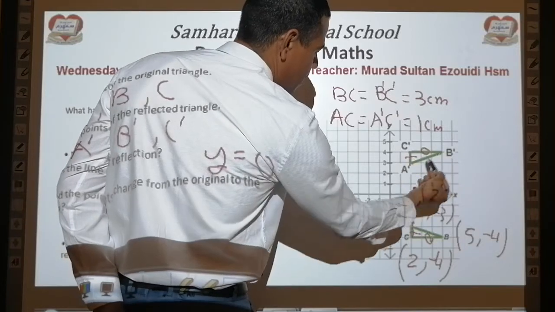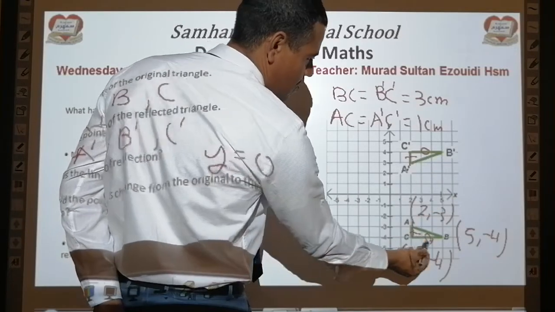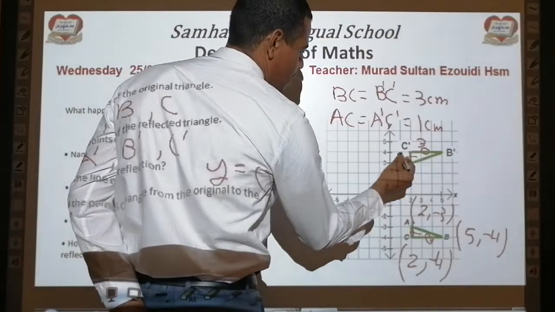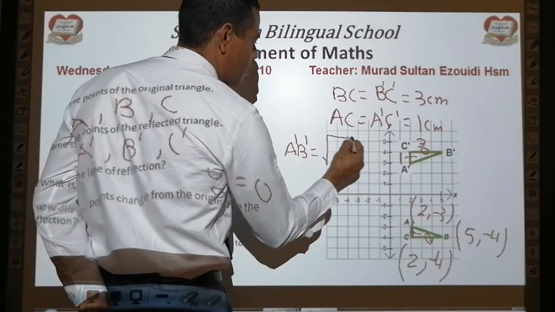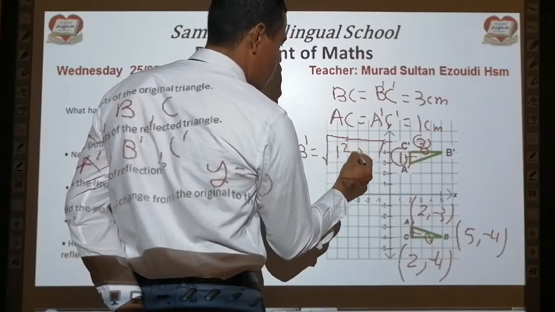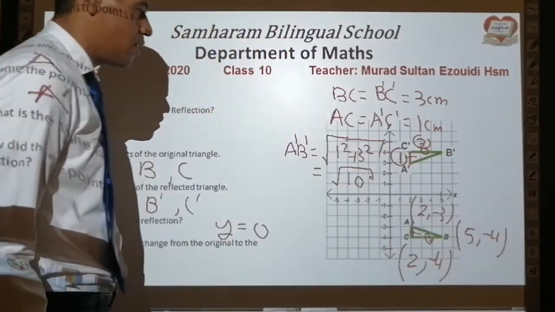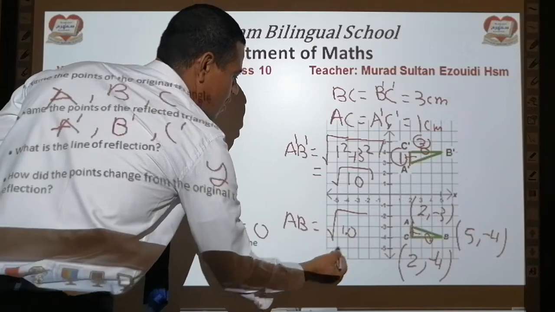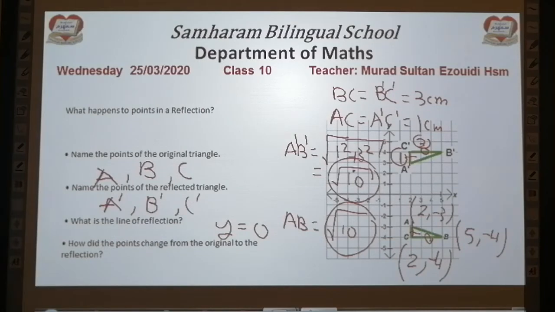And what about the hypotenuse, A prime B prime? Is it equal to AB? Of course, yes. You can use the theorem. This is 3 centimeters, this is 1. So A prime B prime equals the square root of 1 squared plus 3 squared, which equals the square root of 10, approximately 3 point something. Also AB is the square root of 10. So the square root of 10 equals the square root of 10. So reflection keeps the same shape, same size, same distance.